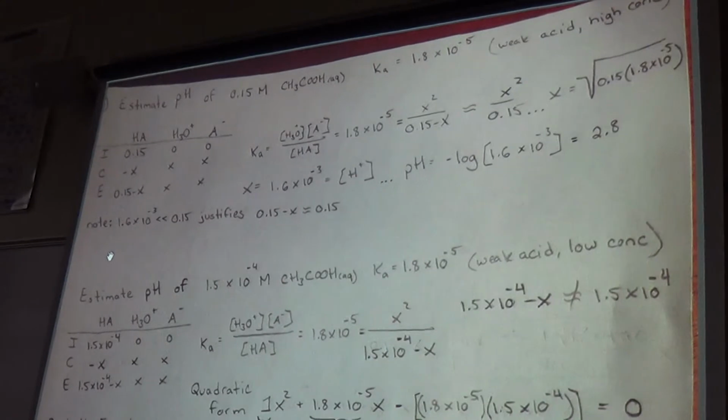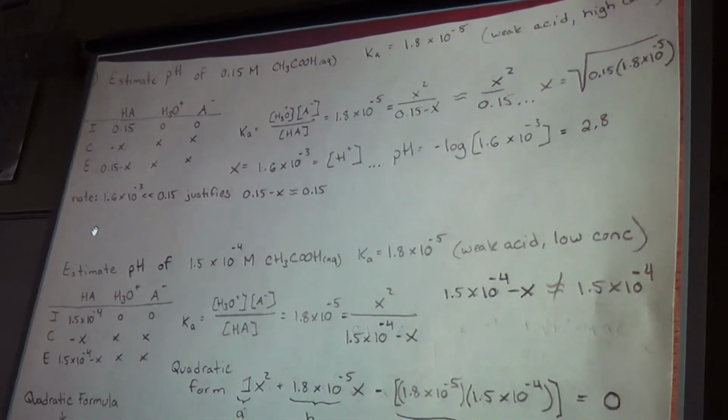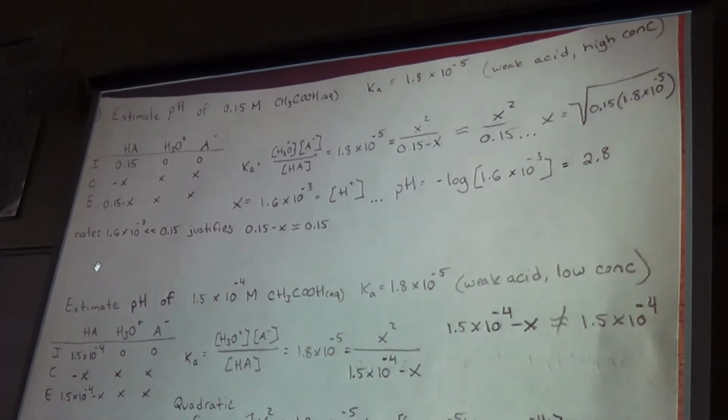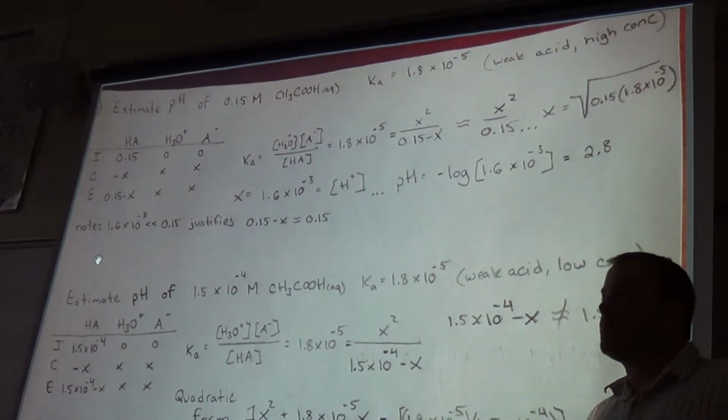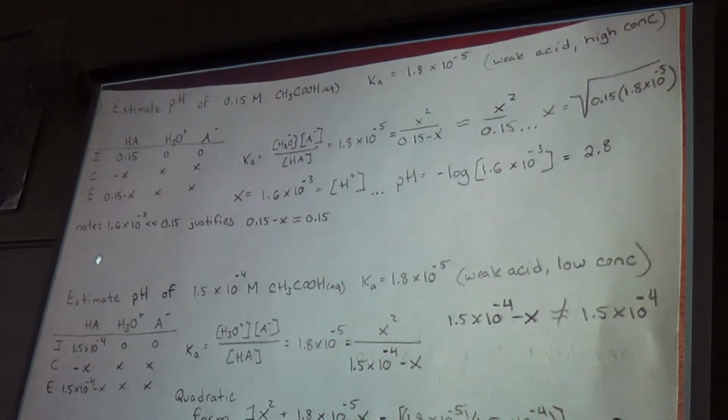The first two examples deal with determining the pH of a weak acid. Before we do that, we'll talk about the pH of a strong acid. Weak acids don't dissociate completely, and so we have to use the Ka value to figure out how much of that stuff is in solution.